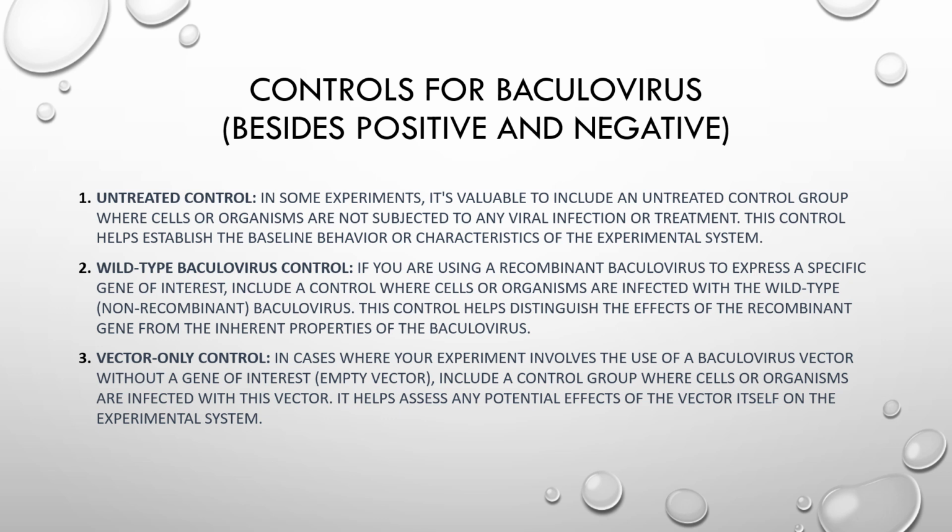Number three would be vector-only control. In this case, your experiment involves the use of a baculovirus vector without a gene of interest, an empty vector, and you include a control group where cells and organisms are infected with this vector, and it does essentially nothing. So this is similar to a negative control.